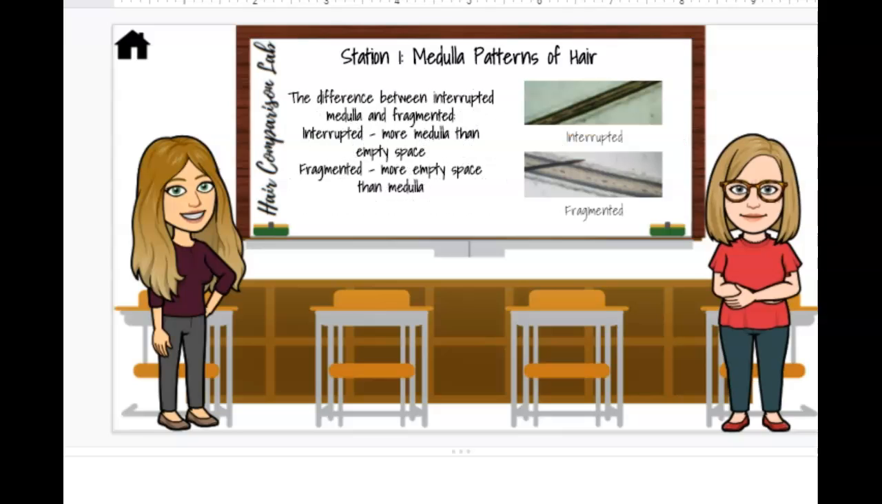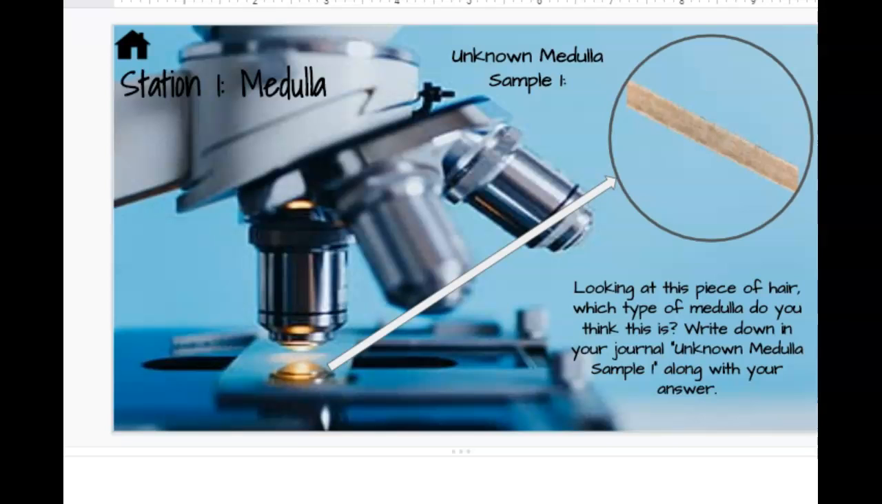And what you're going to do when you get to any of the other slides that have a microscope on it, like this, for instance, it says sample 1. You're going to look at this and it says, looking at this piece of hair, which type of medulla do you think this is? Write down in your journal, unknown medulla sample 1, along with your answer. Well, you know what? I have got you covered for that.